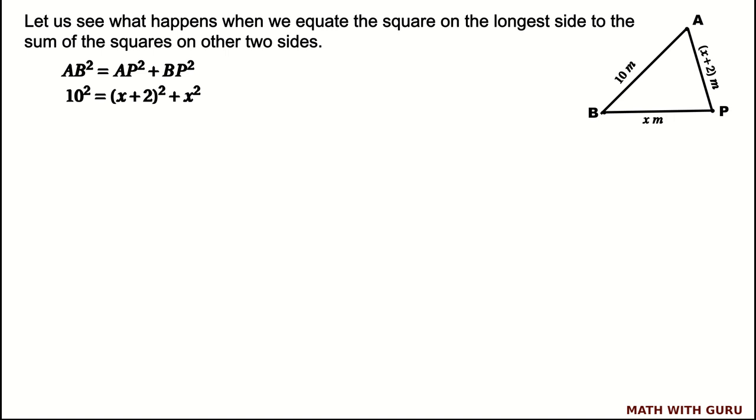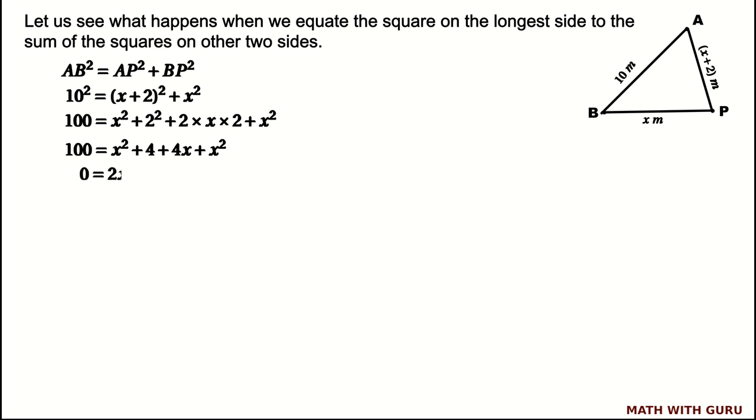Let us expand (x plus 2) whole squared using the identity (a plus b) whole squared. 100 equals x squared plus 2 squared plus 2 into x into 2, plus x squared. 100 equals x squared plus 4 plus 4x plus x squared. 0 equals x squared plus x squared, which is 2x squared, then plus 4x plus 4 minus 100. Bring 100 to the right hand side. 2x squared plus 4x minus 96 equals 0. Divide the entire equation by 2. x squared plus 2x minus 48 equals 0.